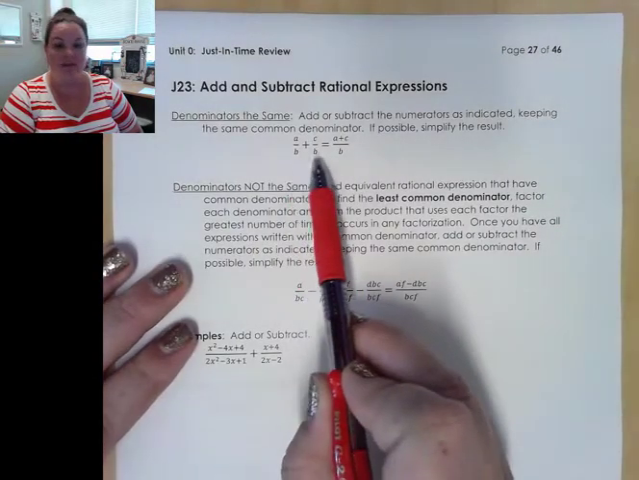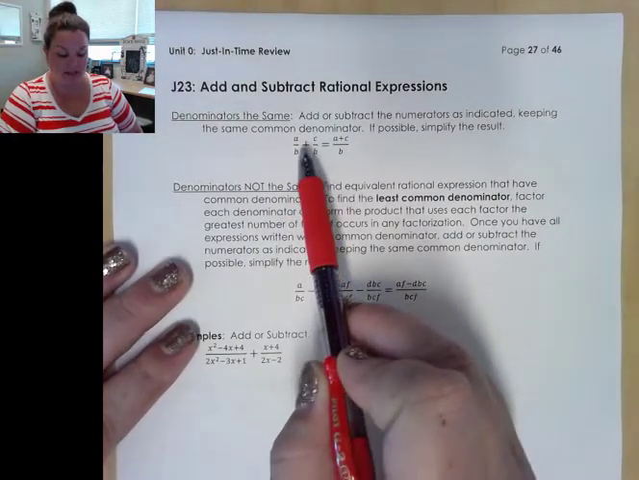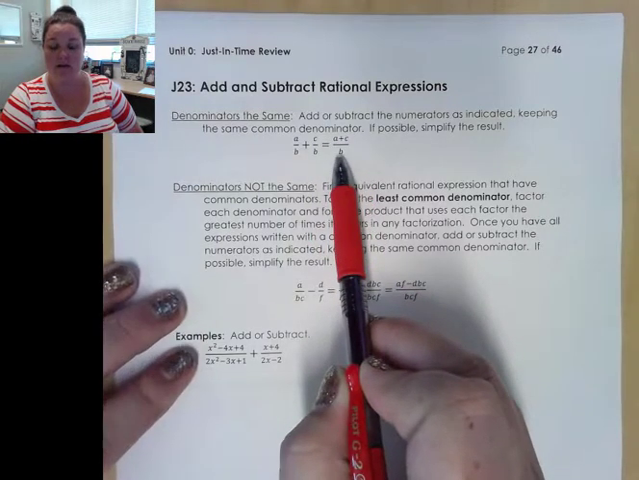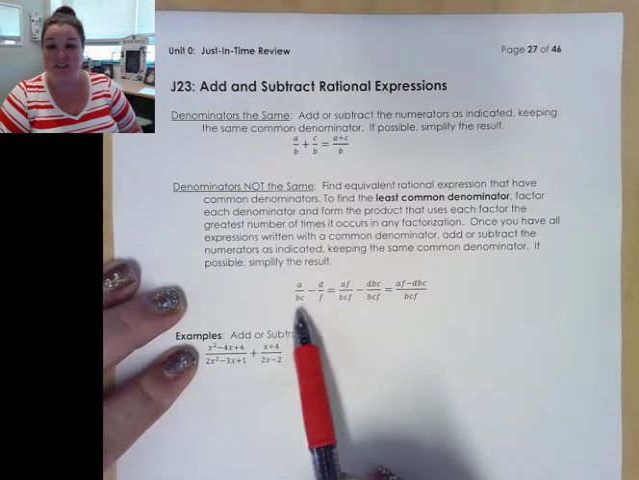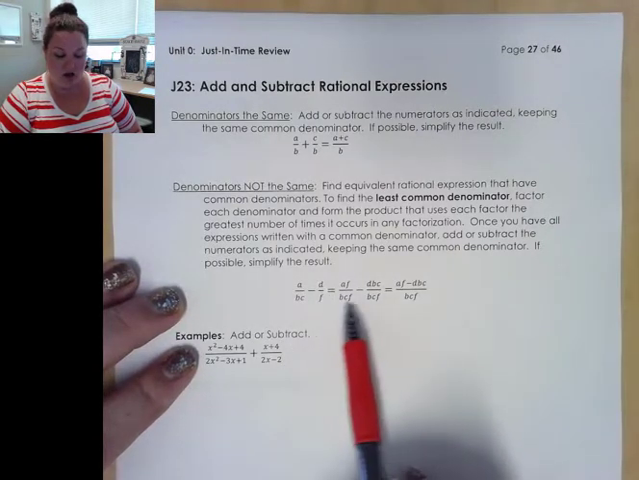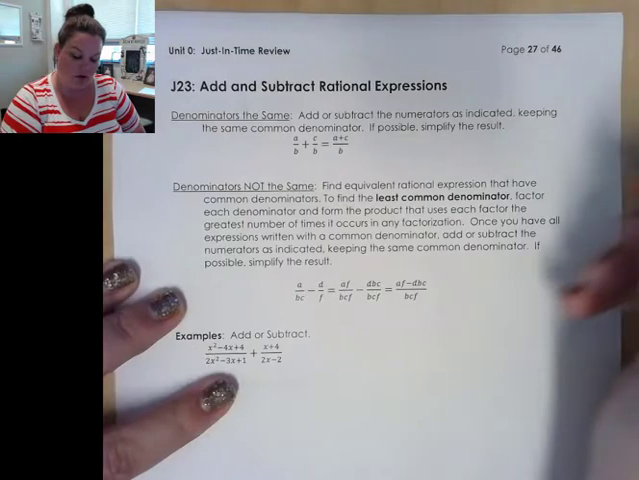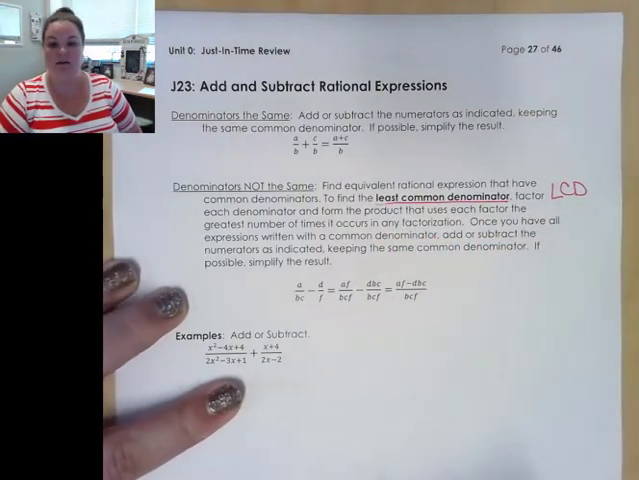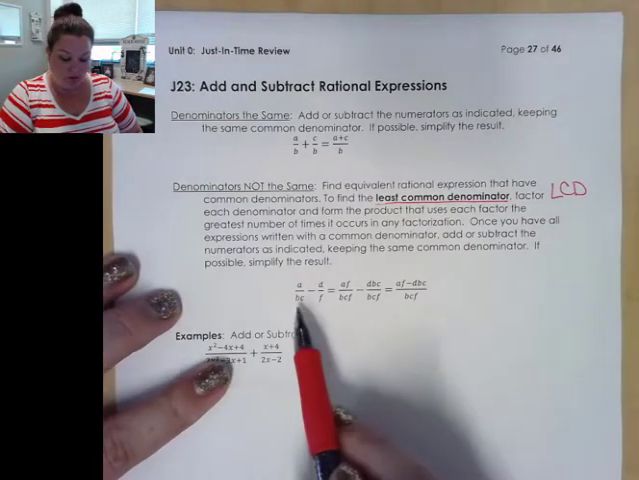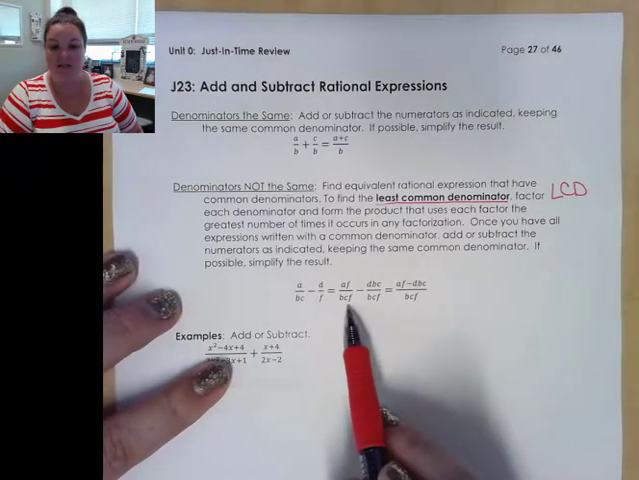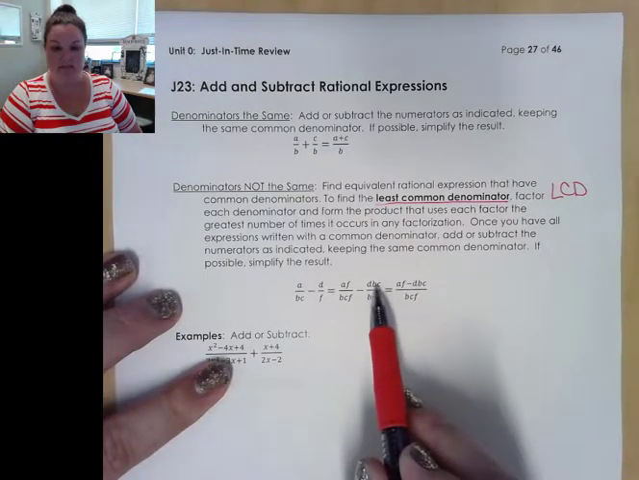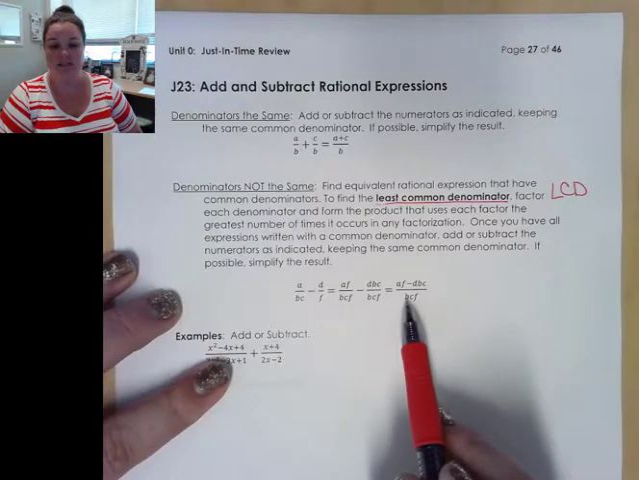So if the denominators are the same, we just add or subtract the tops and keep it over that same denominator, right? If our denominators are different, then we have to find a common denominator, which we call our least common denominator, and we're going to abbreviate that LCD, so that we can write both terms with that same denominator. Once the denominator is the same, we can just subtract the tops or add the tops, whatever the operation is, and again put it over that common denominator.